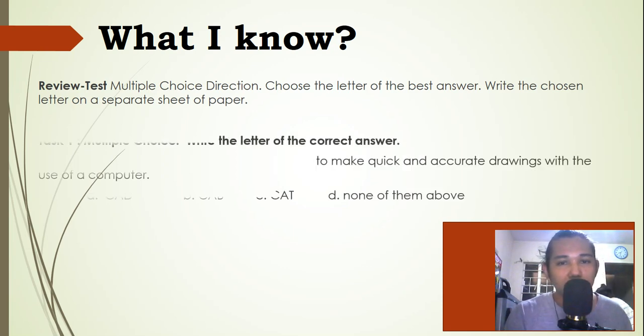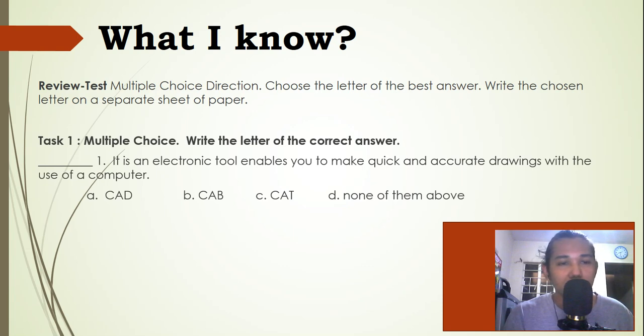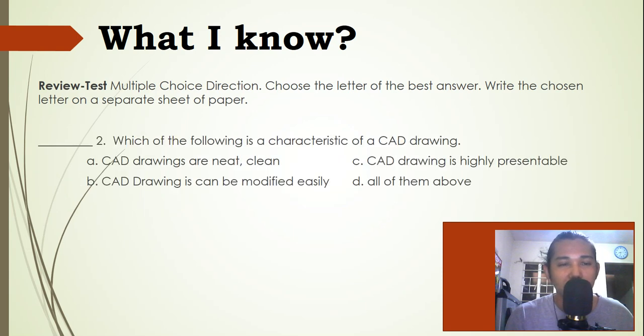So, okay. Number one, it is an electronic tool that enables you to make quick and accurate drawings with the use of computer. What's this? A, CAD, B, CAD, C, CAT, or D, none of the above? What do you think the answer is? Okay, correct. Letter A, that is CAD. It's a computer-aided design.